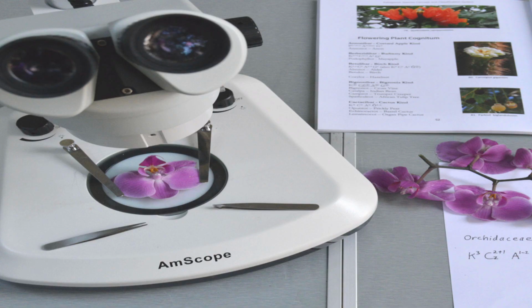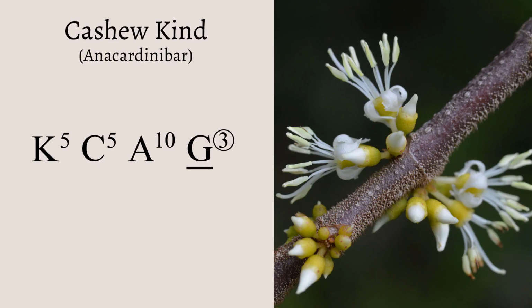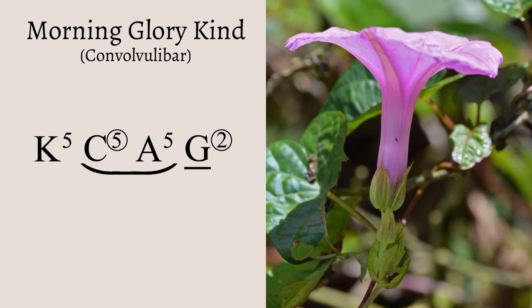So, what do the floral formulas look like with real flowers? Here we see a cashew with a calyx of 5 sepals, a corolla of 5 petals, an androecium of 10 stamens, and a superior gynoecium with 3 united carpels. In this morning glory, we see a calyx of 5 sepals, a corolla of 5 united petals, an androecium of 5 epipetalous stamens, and a superior gynoecium with 2 united carpels.